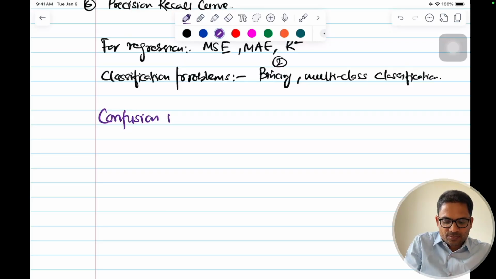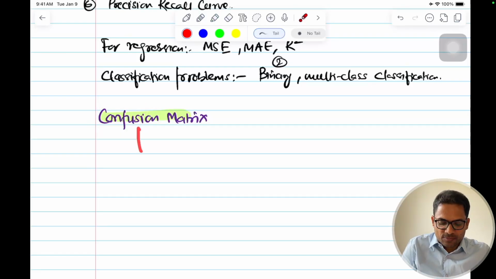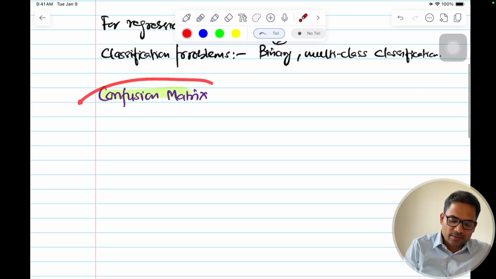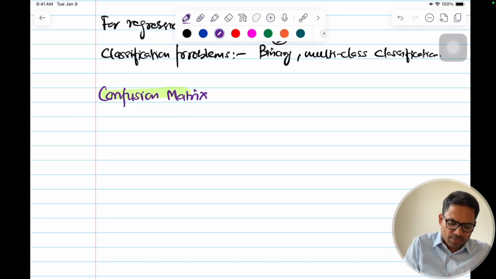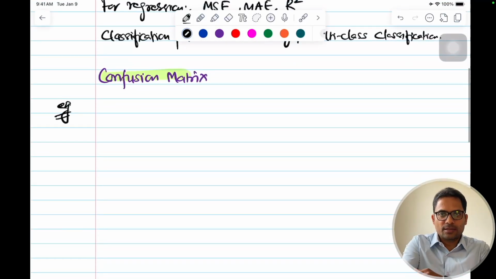So let's understand this with the help of an example. What's the word confusion? There must be some machine learning model that is confused about something. That's why the word confusion is there, and there must be some matrix or tabular format. So that's where the name comes from. Let me give you an example that will make it very clear. I'll just go with two classes, so binary classification for now, and it can be extended to multiple classes also.